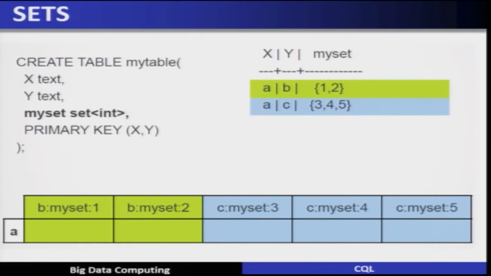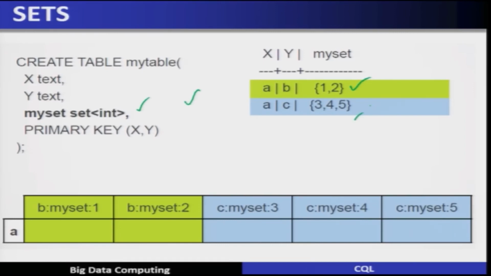Now, let us see about the set, how it is being mapped into the Cassandra data model. That means if we are given the SQL query for create table, my table, and here we are using the set, my set, and the primary key will be xy. So, the set will be the set of elements, here 2 sets will be given.